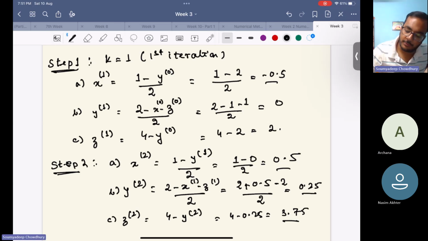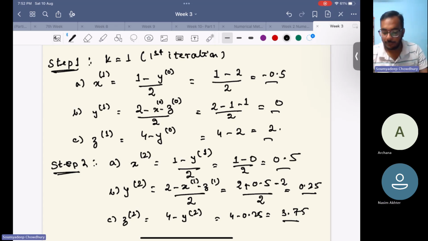So these are the values which you have obtained for x, y, and z after 2 iterations. For any iterative technique, when do we stop? Any idea? We stop our calculation once the previous step value and the next step value are almost equal, when it converges to a particular value. So x at the first step is minus 0.5, second step it is 0.5. There is a huge difference. Y at the first step is 0, second step it is 0.25. Z at the first step is 2 and at the second step is 3.75.